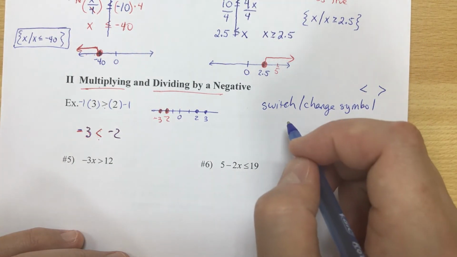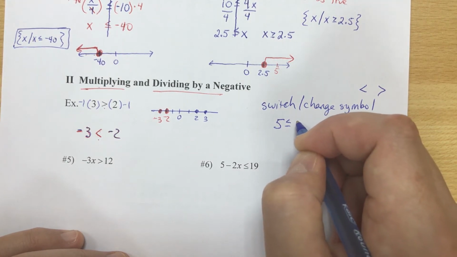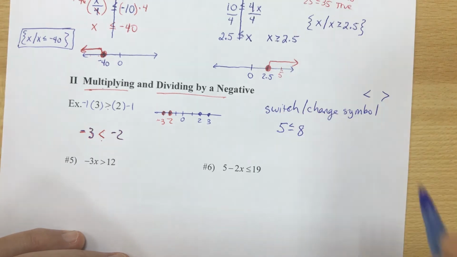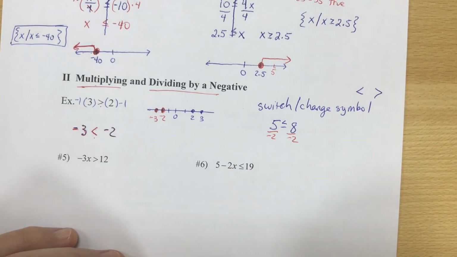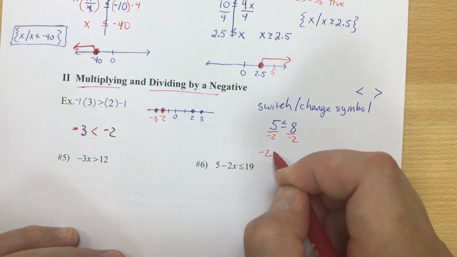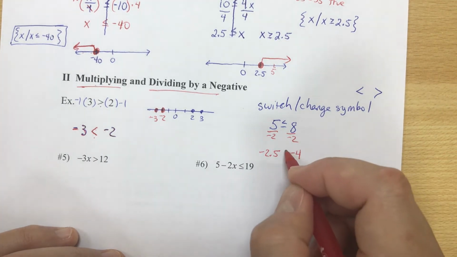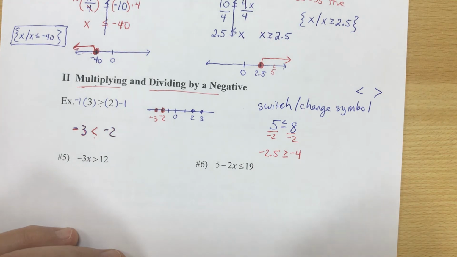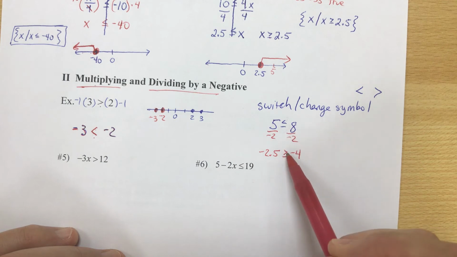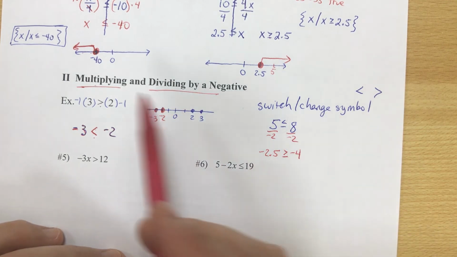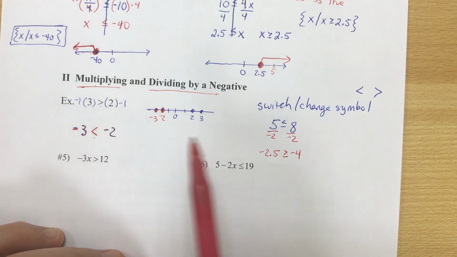If I said that 5 is less than or equal to 8, and I divide by negative 2, I would get negative 2.5 and negative 4. Negative 2.5, though, is greater than or equal to negative 4. So when I divide by a negative, what do I do with the symbol? I have to switch it. If I multiply by a negative, what do I have to do with the symbol? I have to switch it.